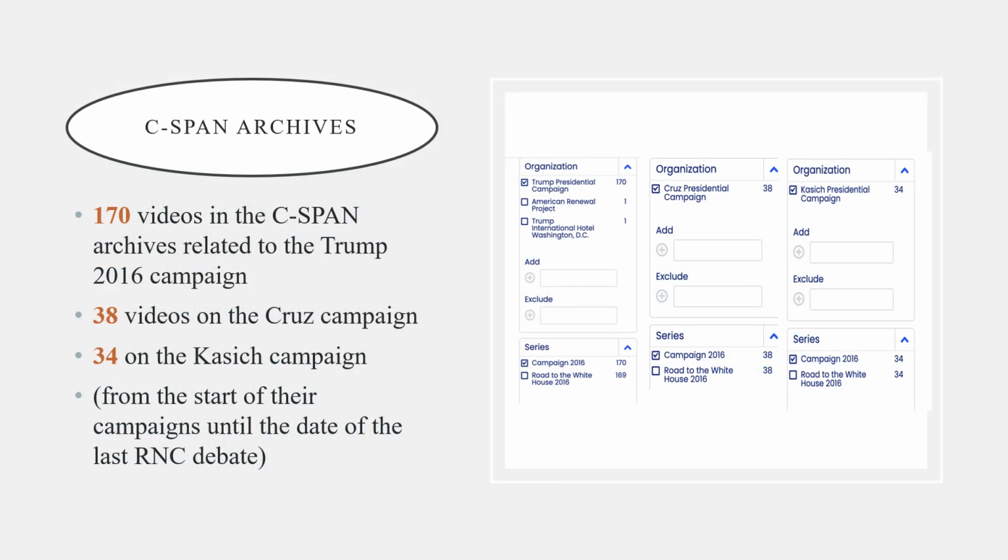You can also see this in the C-SPAN archives themselves. When I was doing research for this, there are 170 videos in the archives on the Trump 2016 campaign, 38 on the Cruz campaign, and 34 on the Kasich campaign, and that's all within the same time period. So that's just in the primary elections.